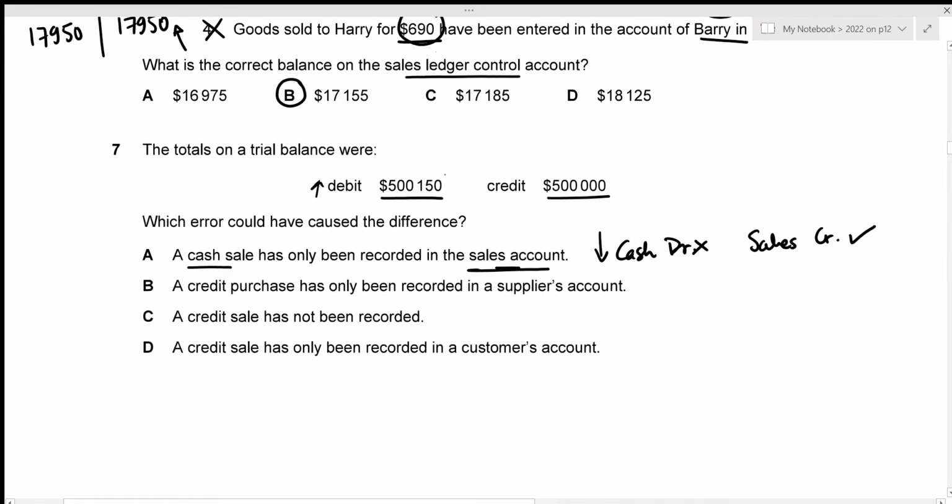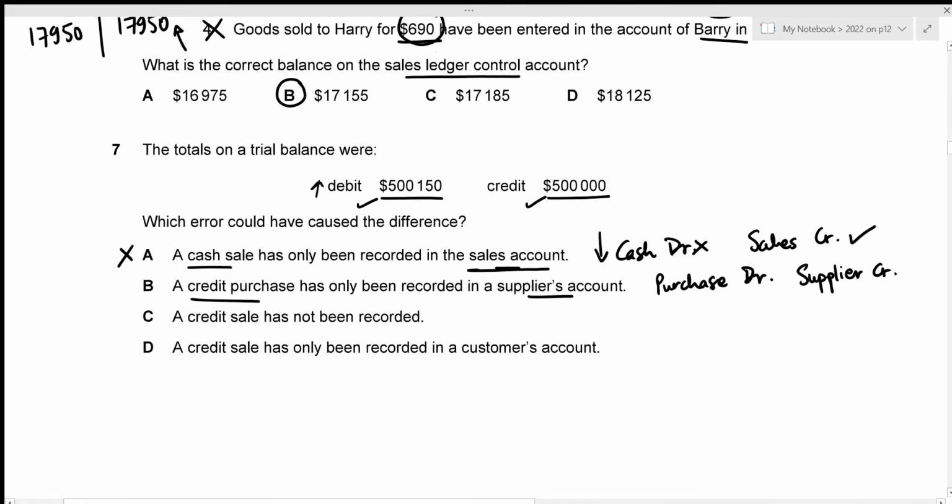But in our question, we can see that the debit balance is higher than the credit balance. So this is not the error which would have caused the difference. So A is incorrect. Then the second one is a credit purchase has only been recorded in a supplier's account. So the recording of this transaction would be purchases account debit and supplier's account credit.